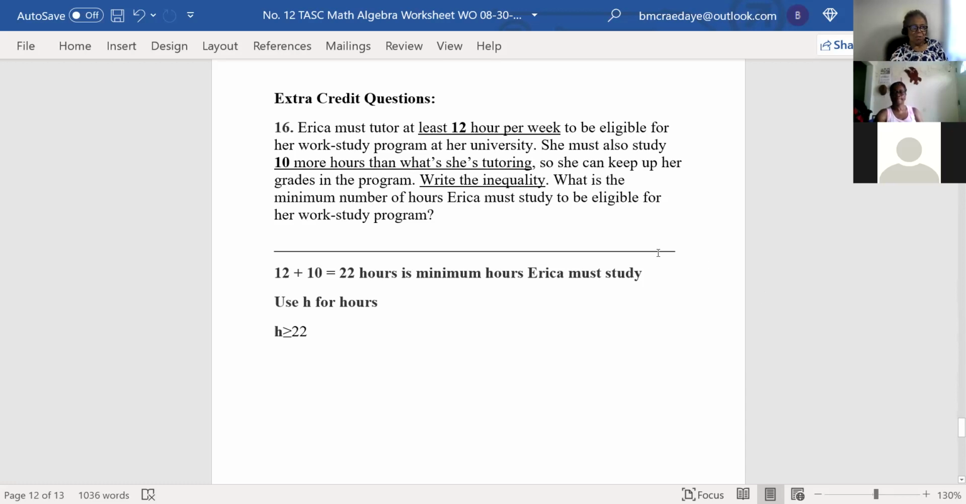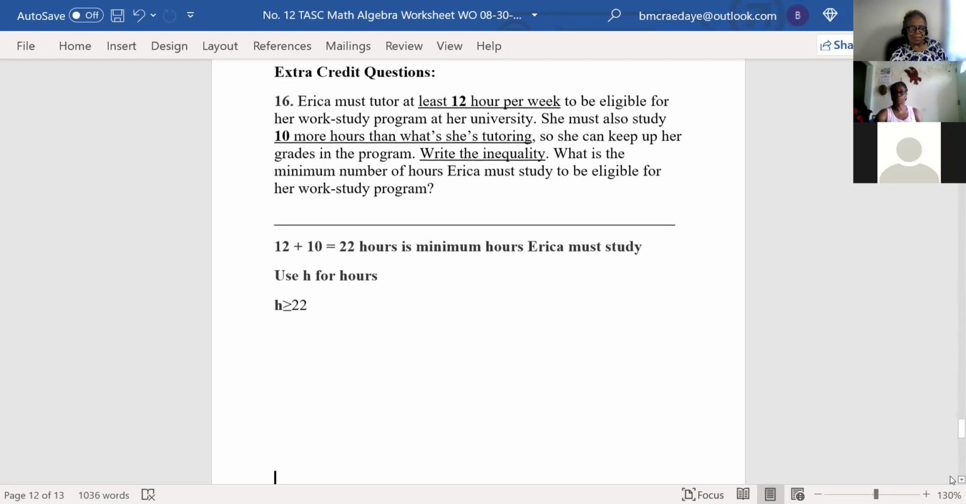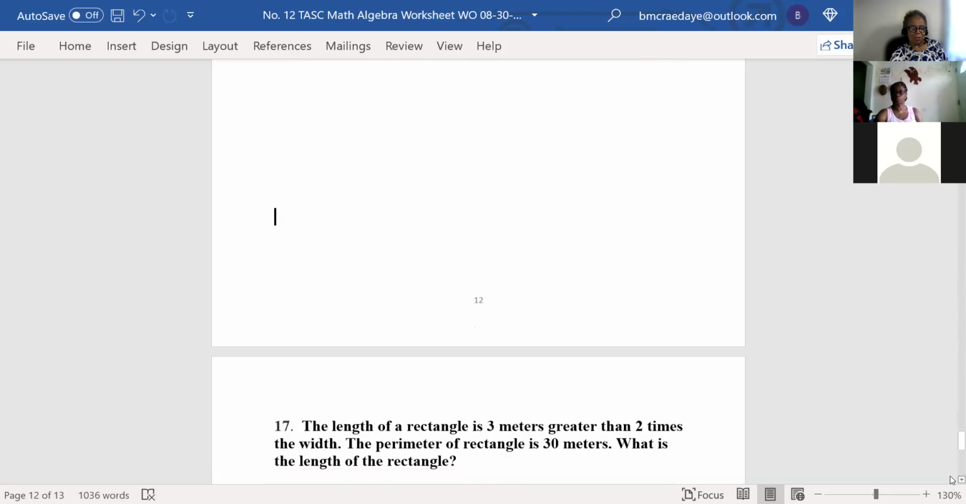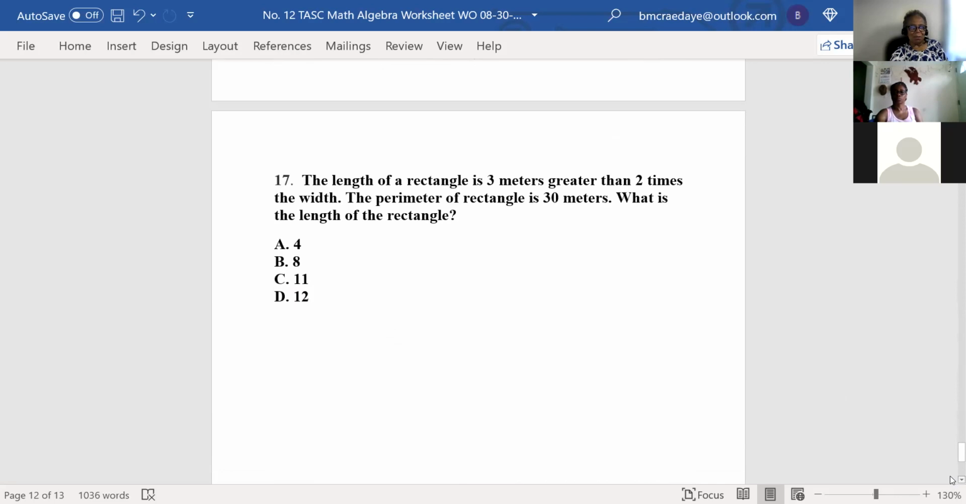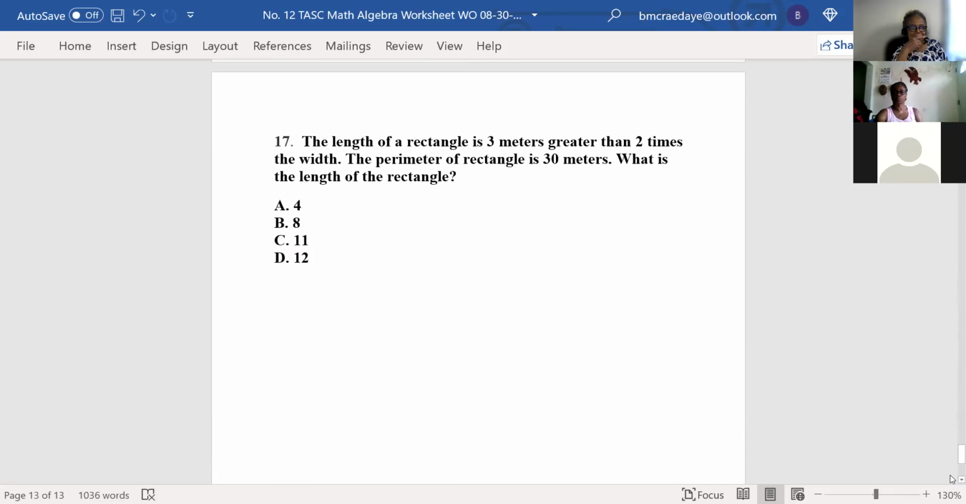Yeah, because the key was when it says she must tutor at least 12. At least means greater than or equal, right? Yes. So the inequality would be number of hours H greater than or equal 22. Okay. All right. So number 17. Vanessa's going to do 17.